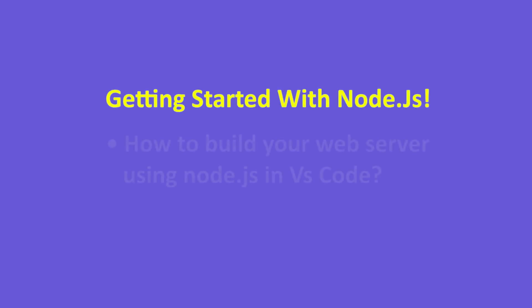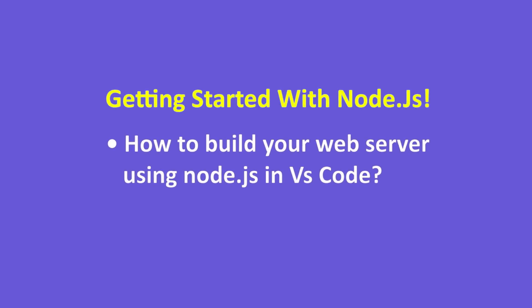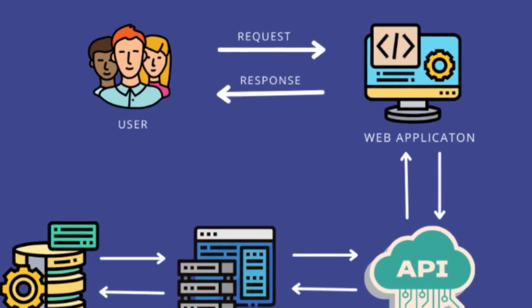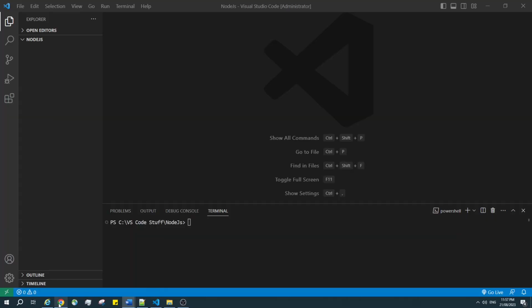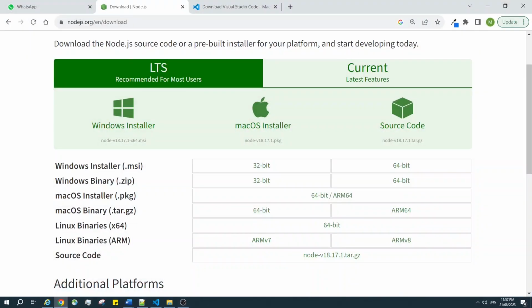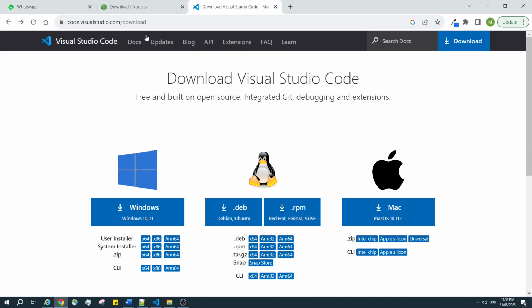In this video, I am going to walk you through every step you need to take to build your first web server using Node.js. You need to download two things. First one is Node.js, and for that you will need to open your browser and go to the website nodejs.org. Here you can get the latest version of Node.js. And the second thing you need to download is Visual Studio Code. That is also very simple.